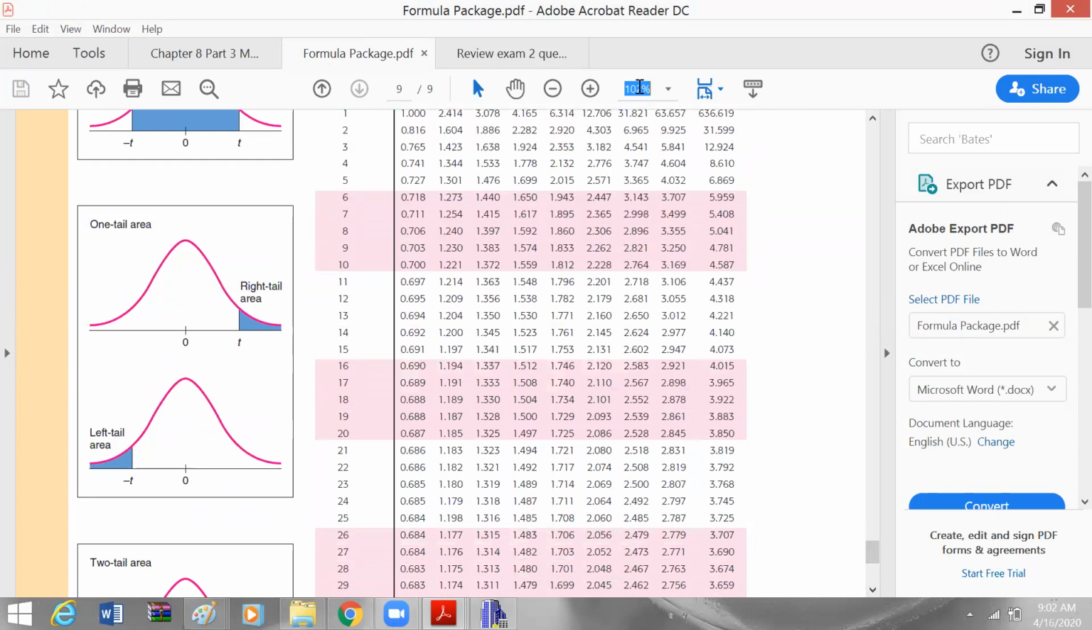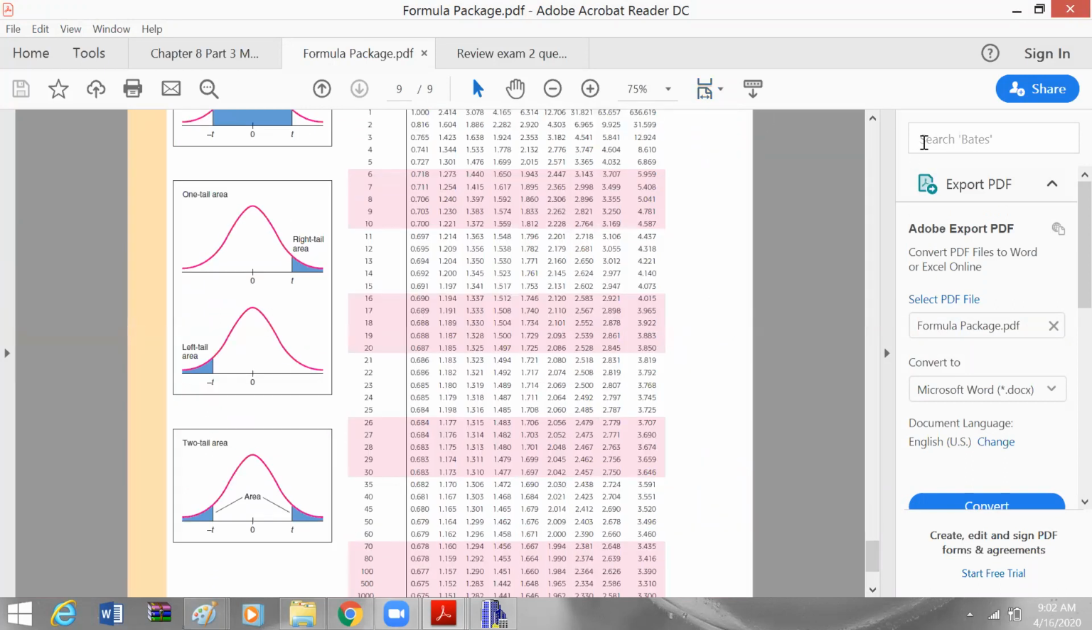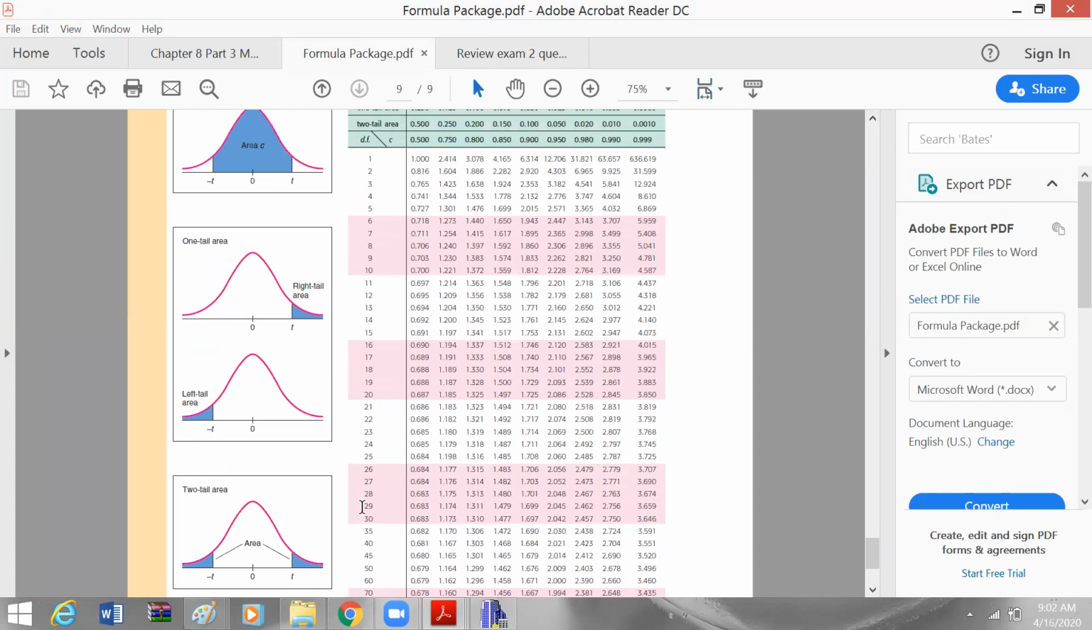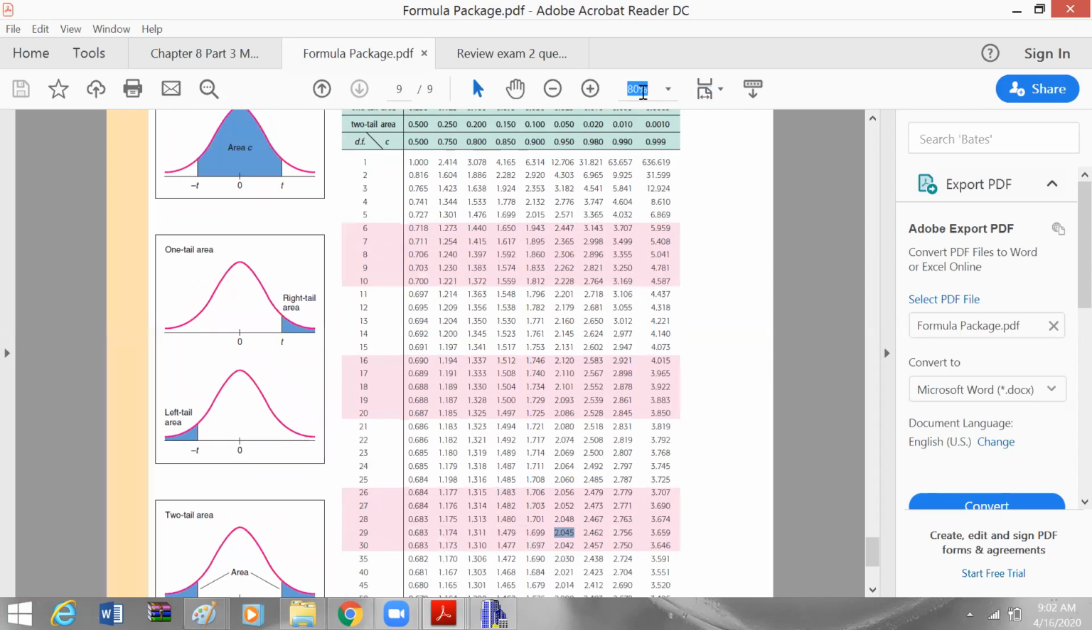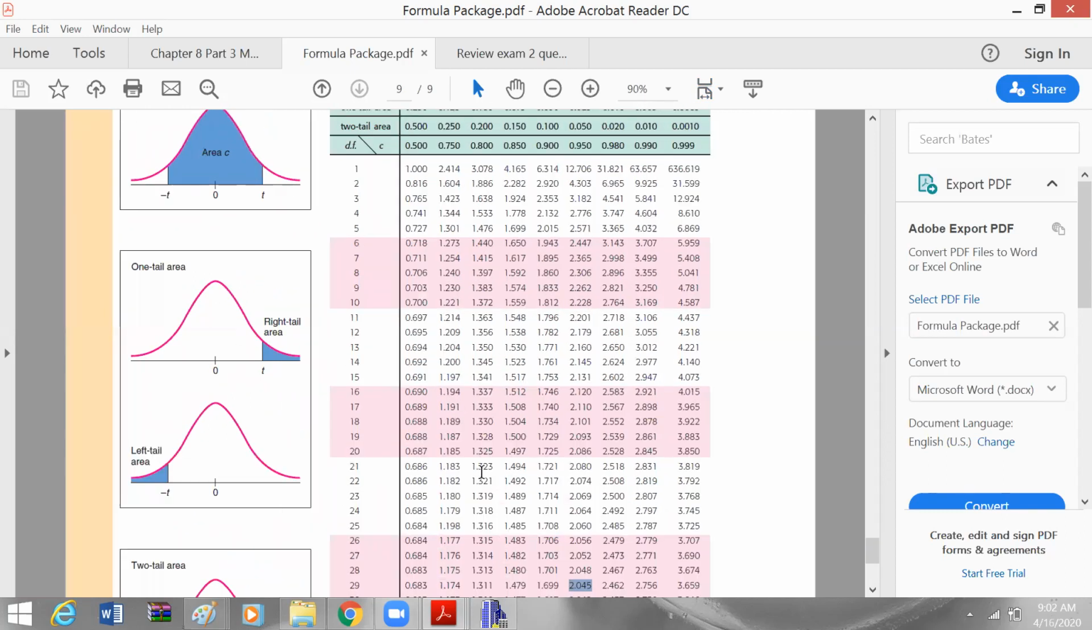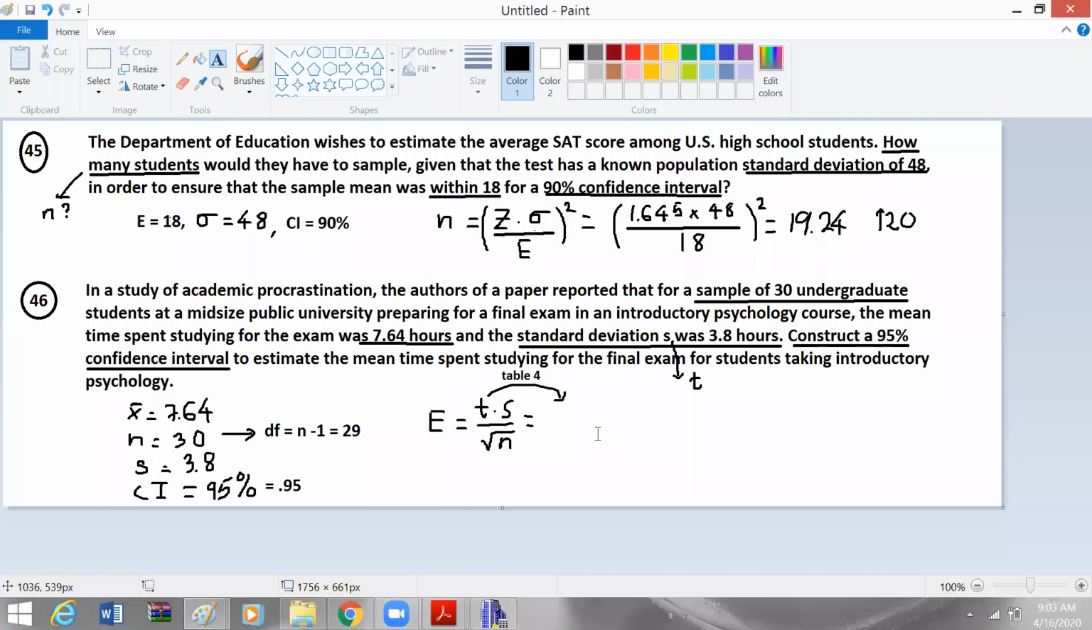I'm going to make it a little smaller. You can see the confidence interval right there. We go to 29, and this is 95%. So you can clearly see that. So 95 and 29, the intersection for that is 2.045. Okay, 2.045. Let me make it 90, yeah, we can still see it. So this is the confidence interval, which is 95%, with the degree of freedom 29, and that gives 2.045.